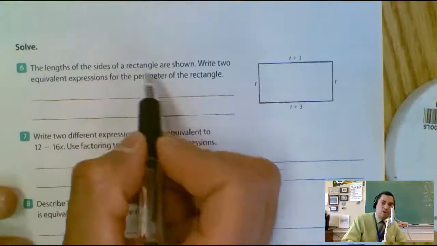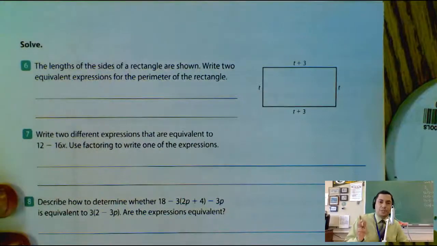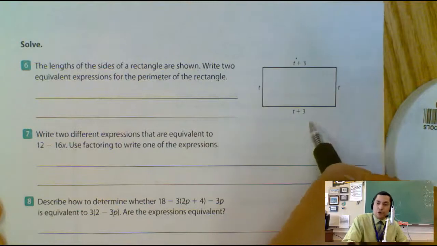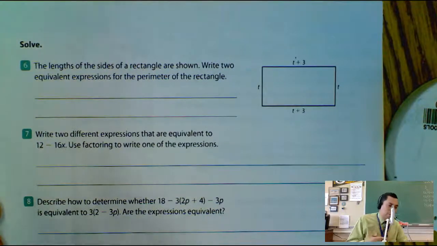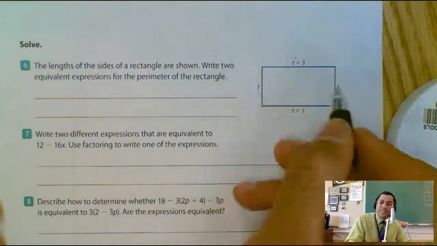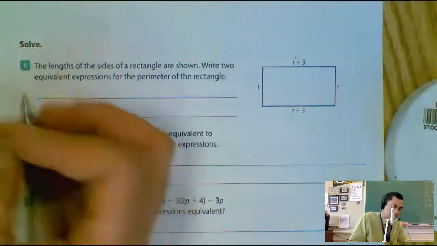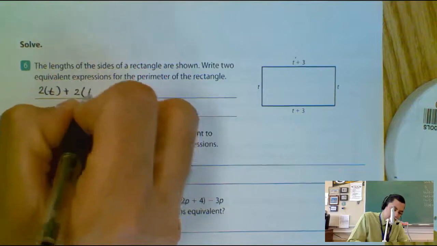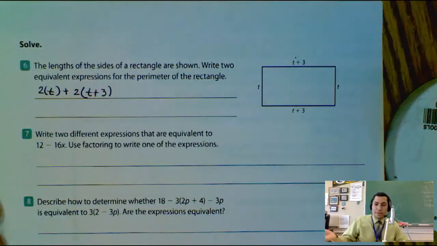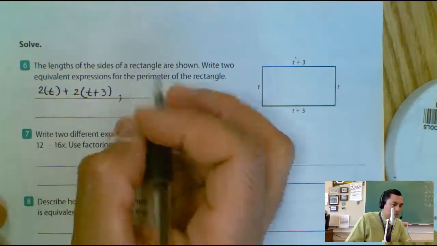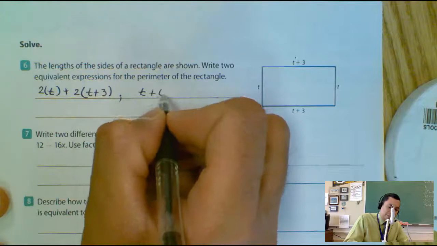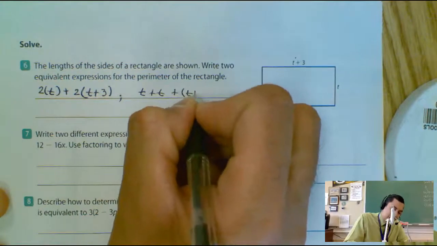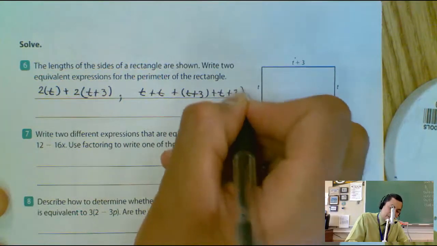Okay, turn the page, 152. The length of the sides of a rectangle are shown. Write two equivalent expressions for the perimeter of the rectangle. Now look at the rectangle. Two opposite sides are congruent. They are the same. So, for example, one expression can be, how many sets of t do you have? You have two. So I'm going to say, for example, 2 times t plus 2 times t plus 3. Okay, that's one. Another one will be t plus t, I'm adding these two, and then I'm going to add these two here, plus t plus 3 plus t plus 3 in parentheses.